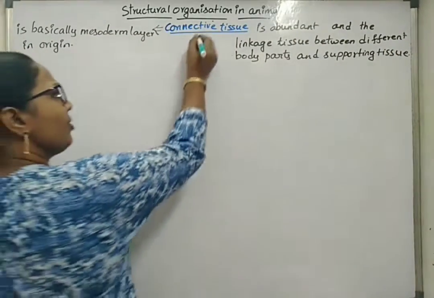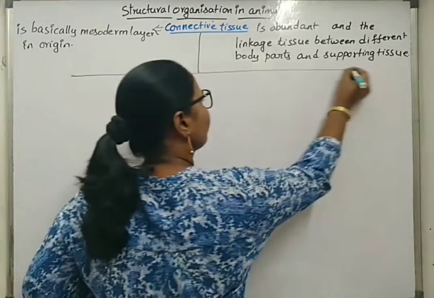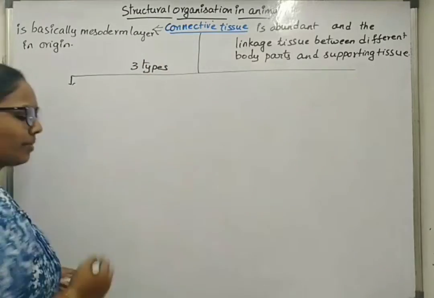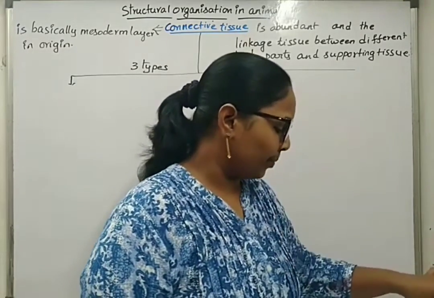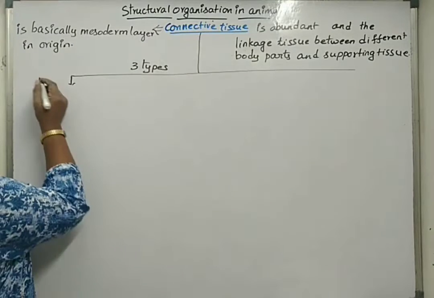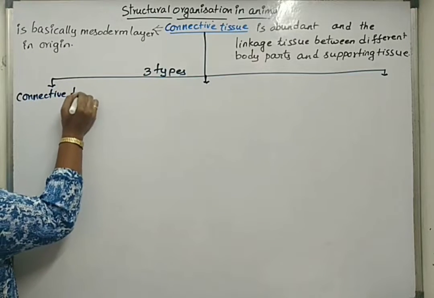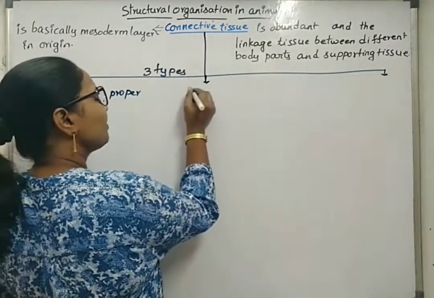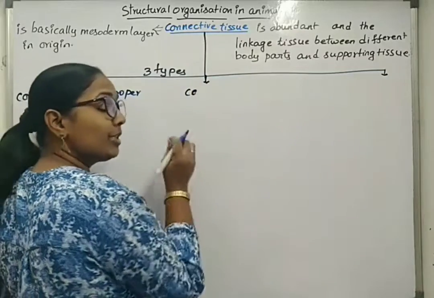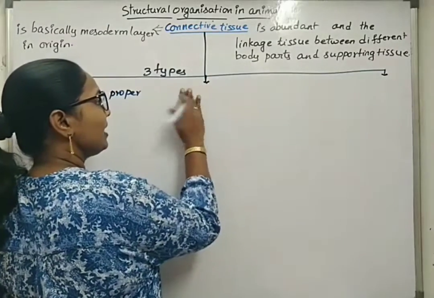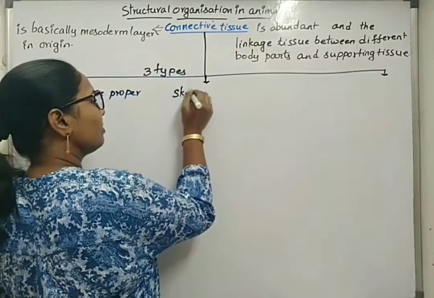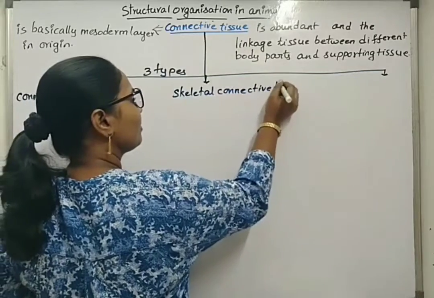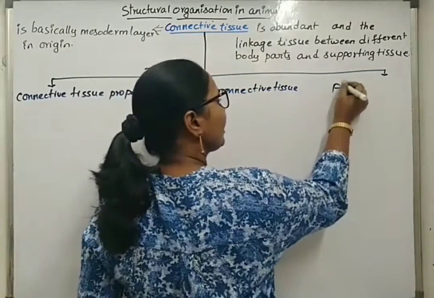Connective tissue is of three types. First one, connective tissue proper. Next one, skeletal connective tissue. And fluid connective tissue.